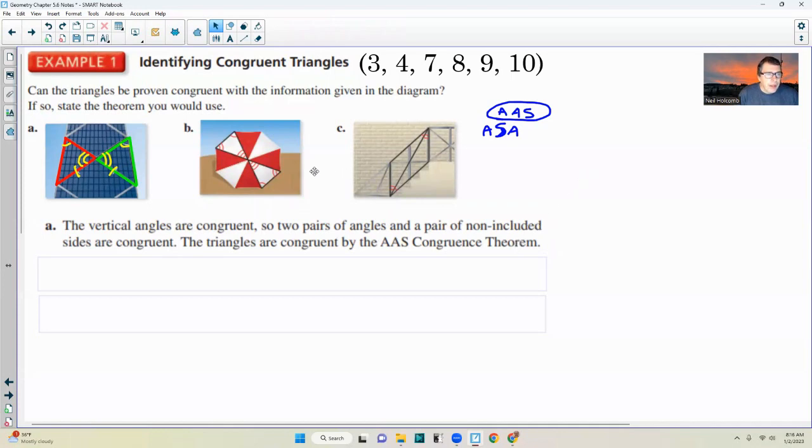Okay. All right, now we're looking at this umbrella. And we have this angle congruent to this angle. So this is congruent to that. We have two marks here, so it's congruent to this one. And then finally, we have three marks here and three marks here.